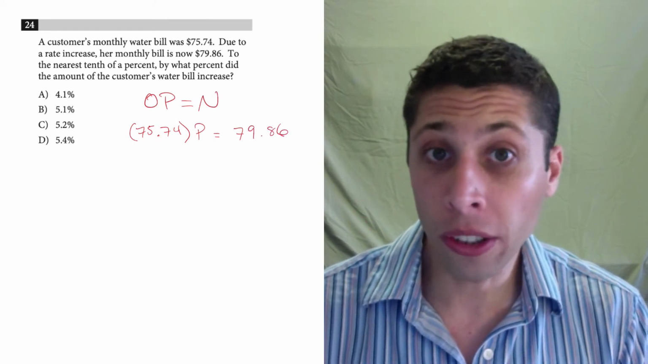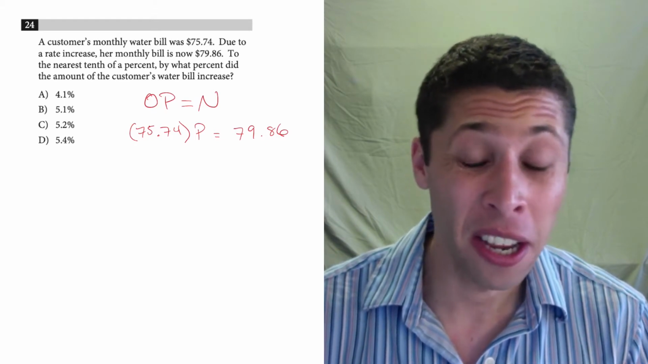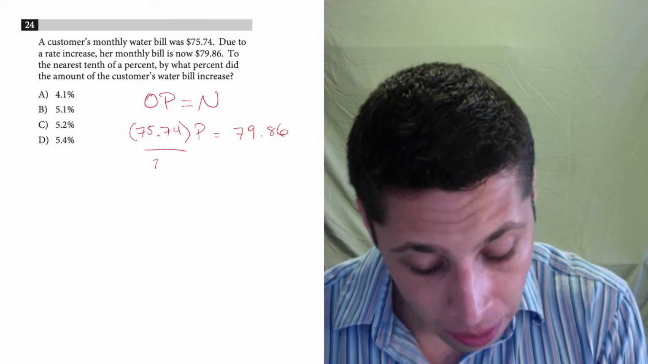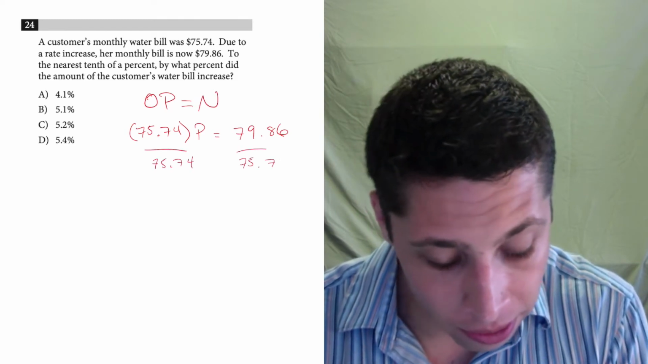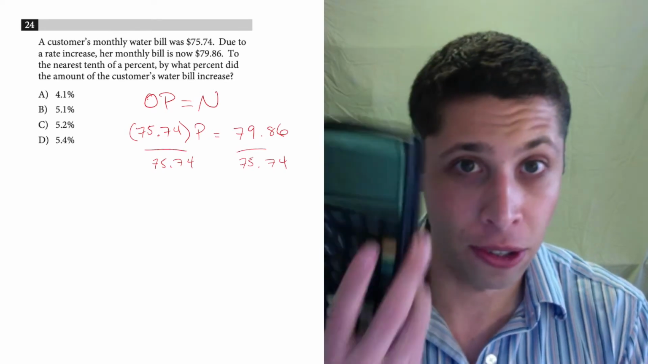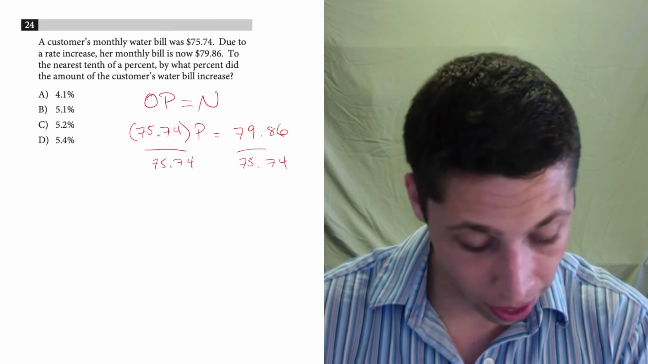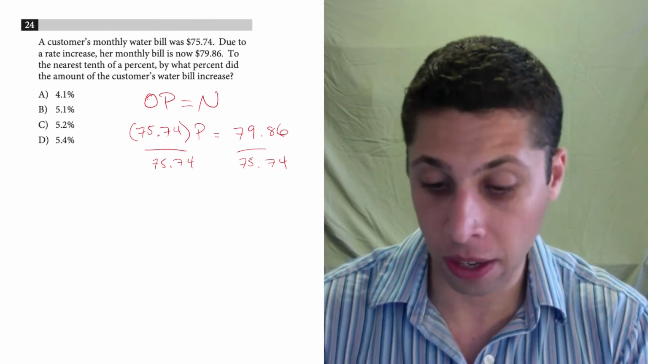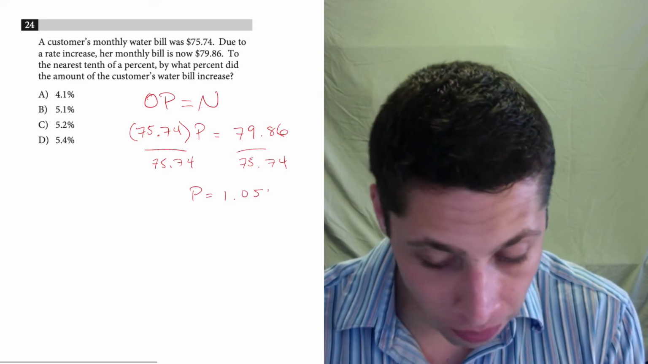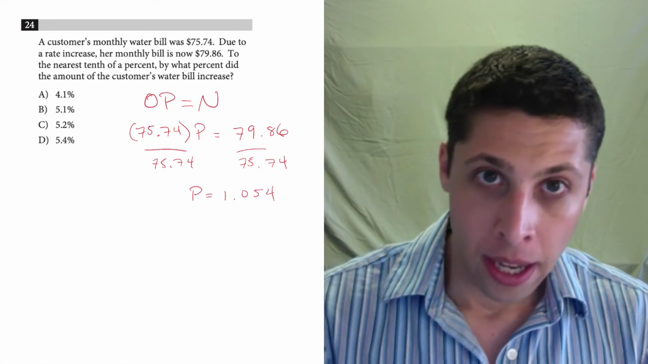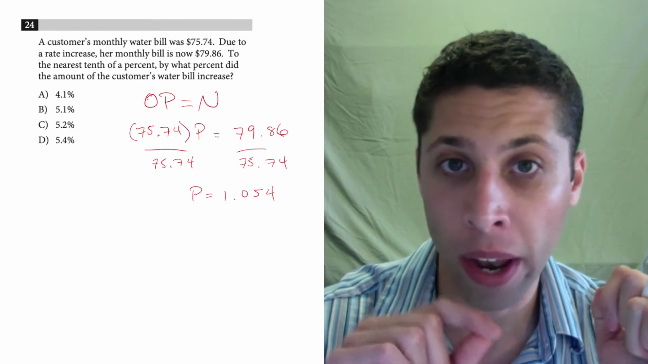So we usually associate percentage questions with multiplication, but here we're going to divide both sides by 75.74. There is no reason not to use a calculator here. So 79.86 divided by 75.74 is 1.054.